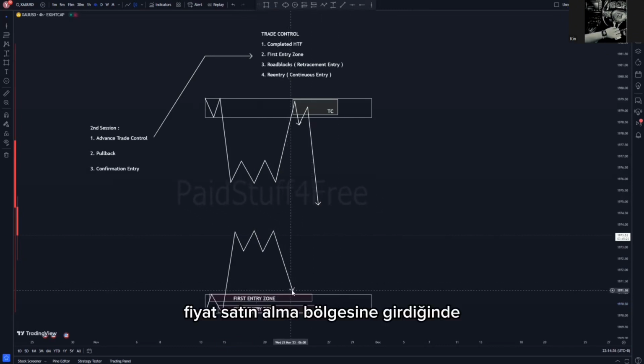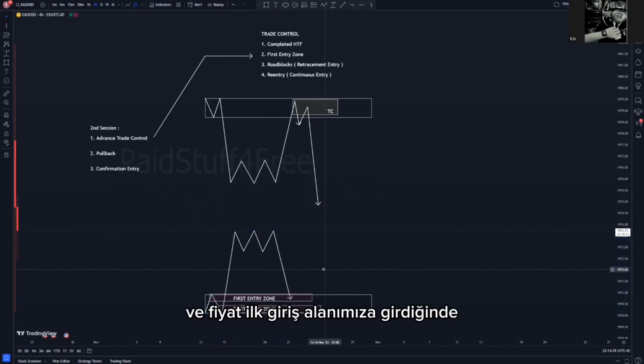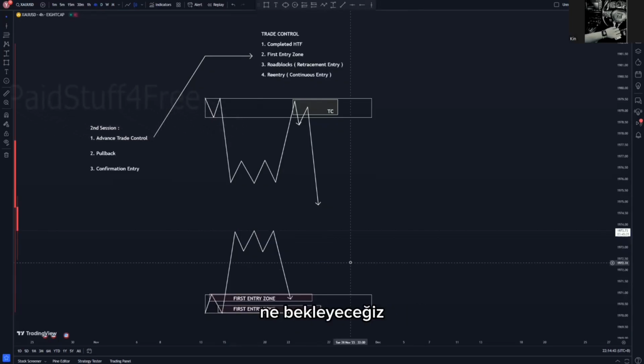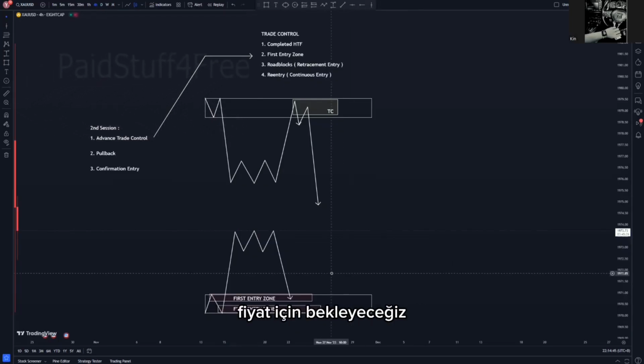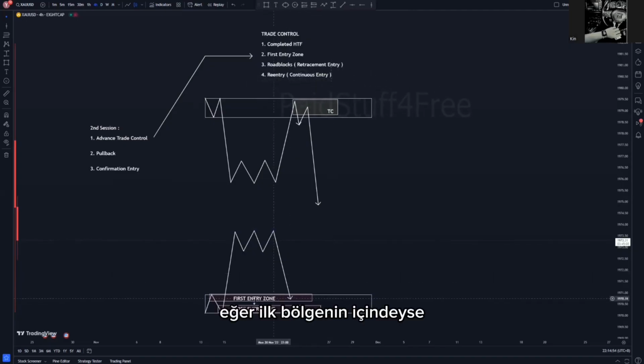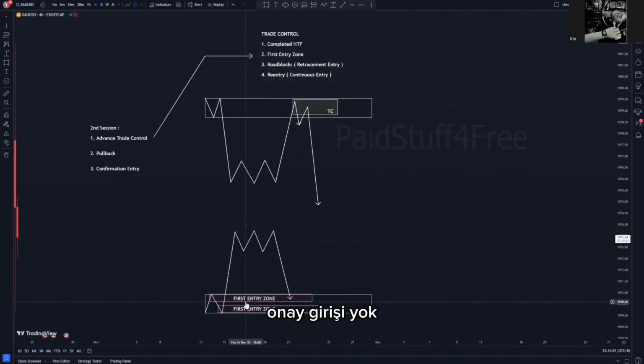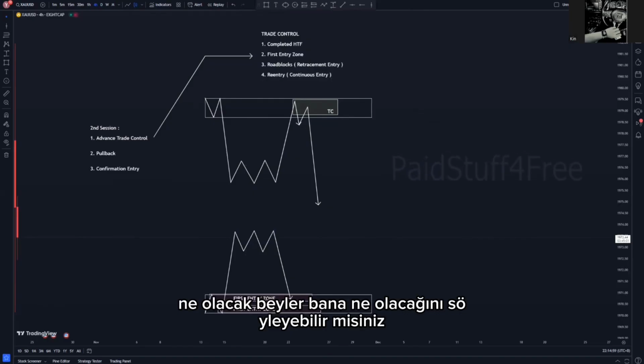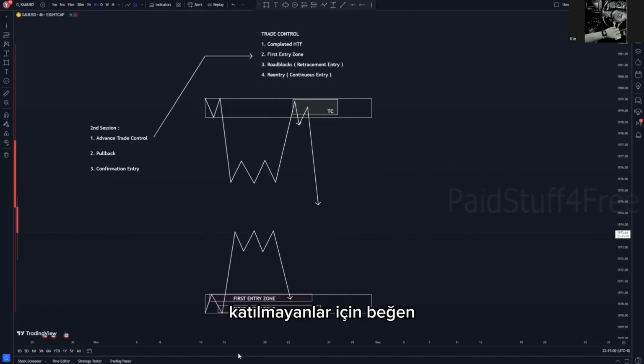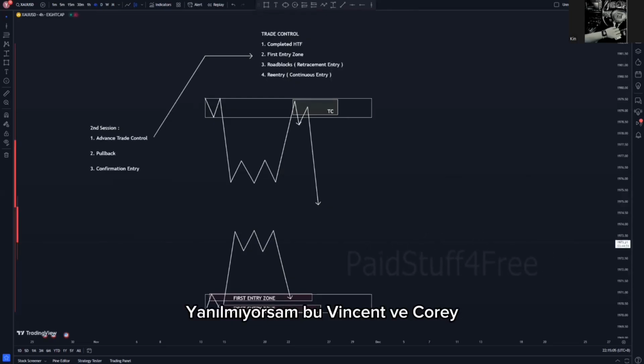So when the price gets into the buy zone and into our first entry zone, we are going to wait for the price to create a confirmation entry. If inside the first zone there is no confirmation entry, what will happen? Can you guys tell me what will happen? Like for those who haven't joined this second session yet, which is Vincent and Corey, if I'm not mistaken.